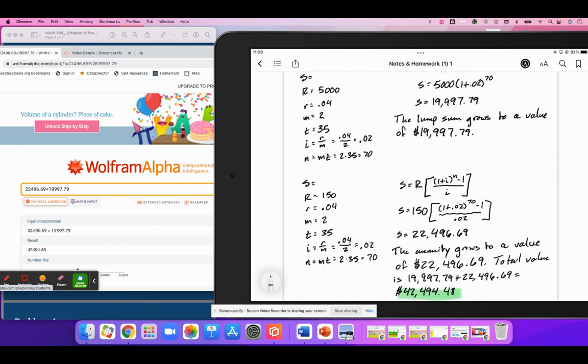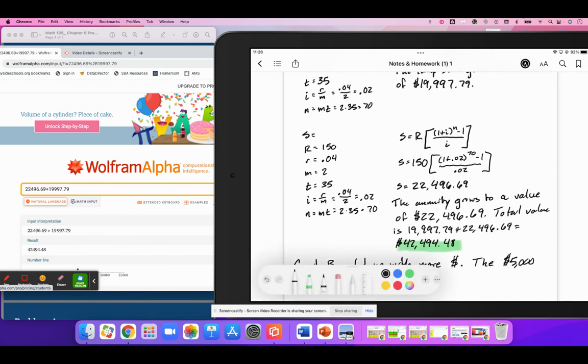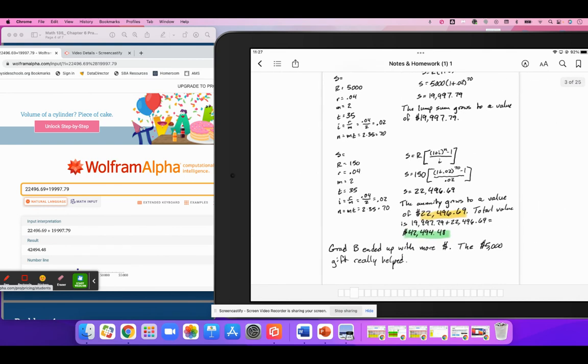That $5,000 by itself grew to almost $20,000. If graduate B had only been working from the annuity, he would have ended up with just 22,496 and would have been surpassed by about $15,000 by graduate A. So just again, another little lesson: it doesn't matter how much you can save, but start saving and do it now.